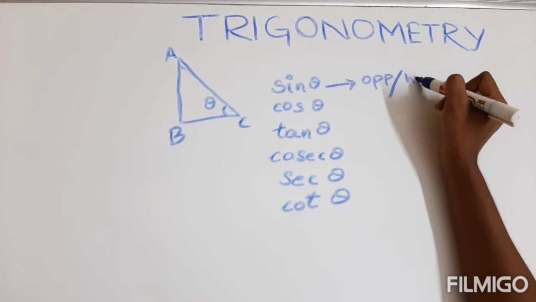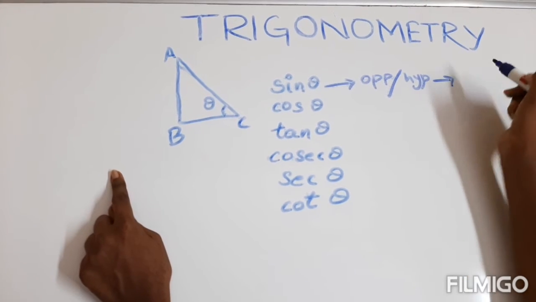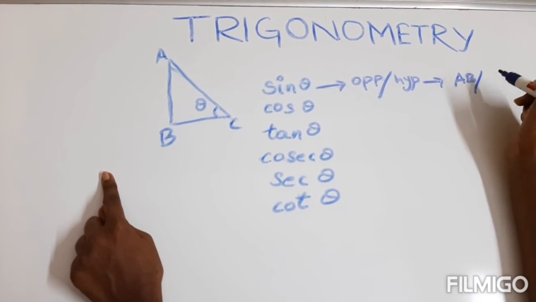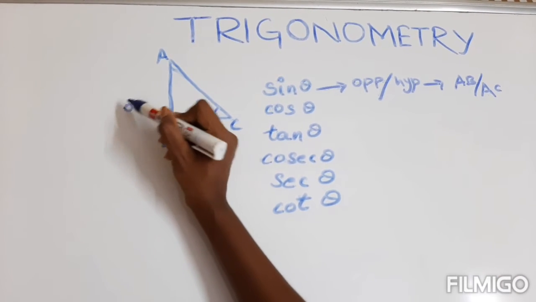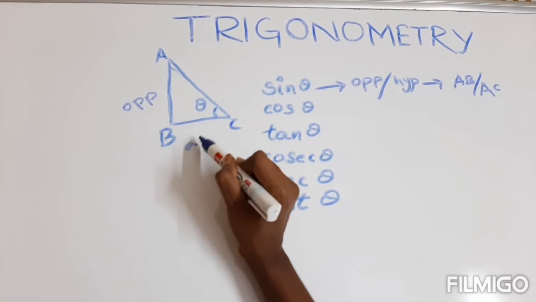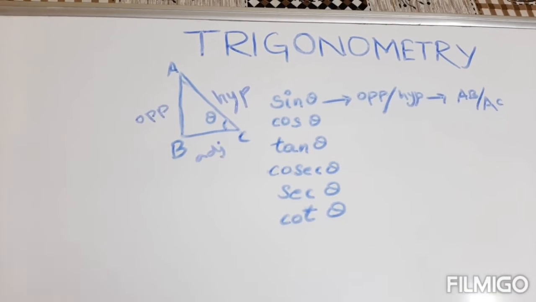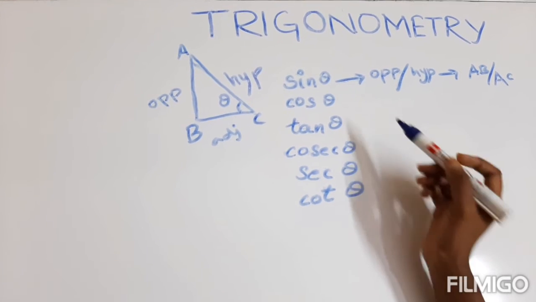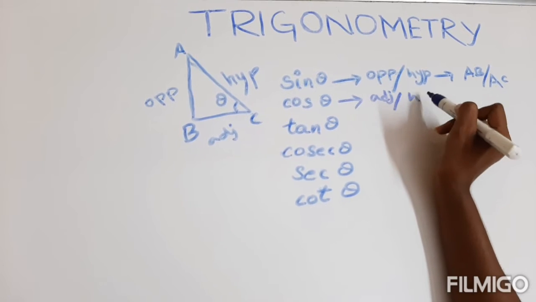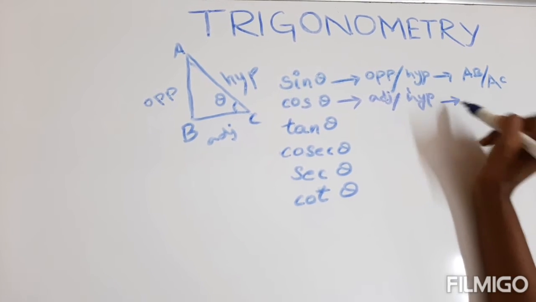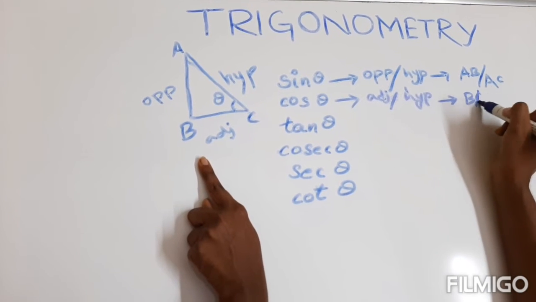Opposite over hypotenuse. By seeing this triangle, we can name it as AB over AC. Let me write the names of the sides: this is the opposite side, this is the adjacent side and this is the hypotenuse. And the formula for cos theta is adjacent over hypotenuse. By seeing this triangle, we can name it as BC over AC.